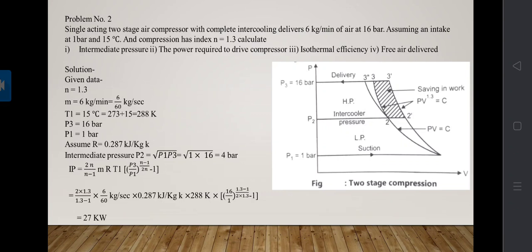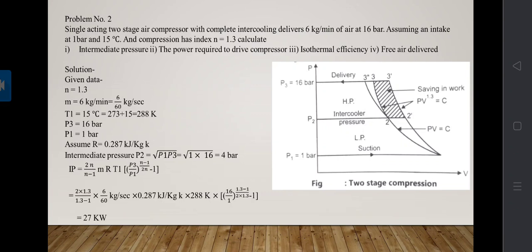So first we note down the figure for the two-stage compressor. P1 is 1 bar, P2 is the intermediate pressure, and P3 is 16 bar. For the low pressure compressor, P1 to 1 is suction, and 1 to 2 is compression, where the graph is PV equal to constant for the isothermal process. P2, in the middle line, is the intercooler pressure, and 2 to 3 is for the high pressure.